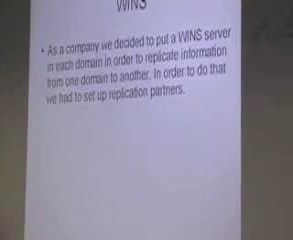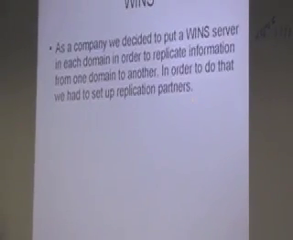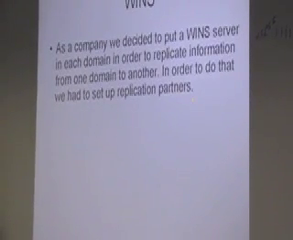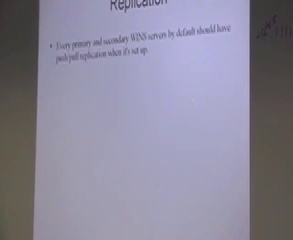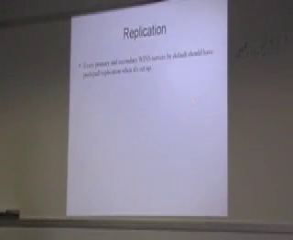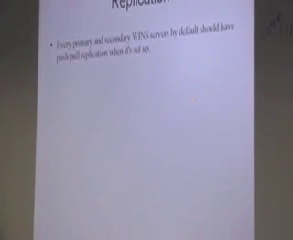In our structure, we put a WINS server in each domain so they could replicate information to each other. And for this to happen, we had to set up replication partners. The primary and secondary WINS servers need to point to each other. Well, the primary needs to point to itself and then point to the secondary. The secondary can point to the primary and then it points to itself.